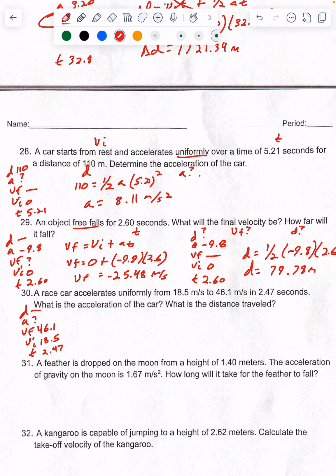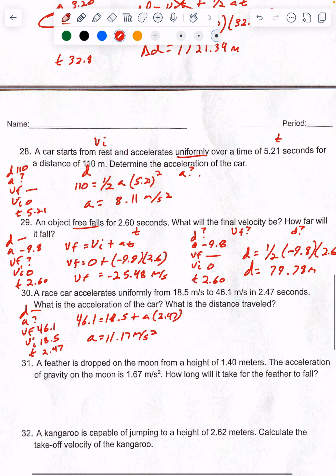That means D did not matter. So VF equals VI plus AT, so 46.1 equals 18.5 plus A times T, which is 2.47. Be careful with your algebra here. So subtract 18.5 from both sides and then divide by 2.47. And you get 11.17 meters per second squared.